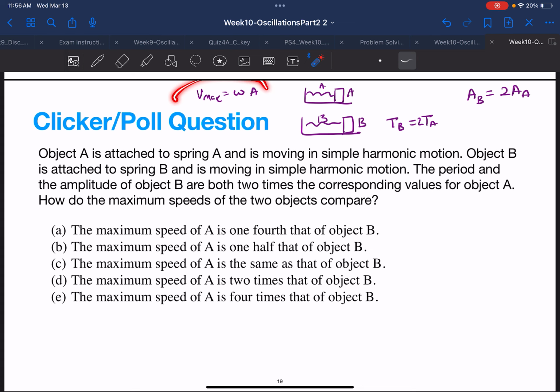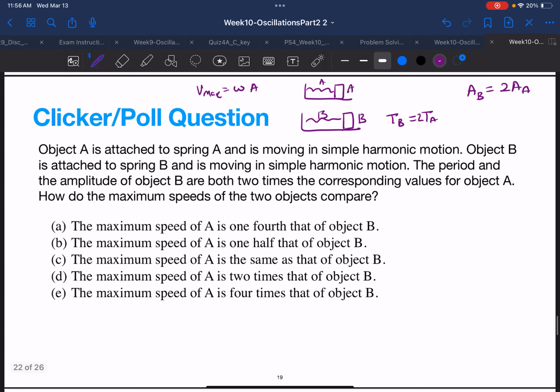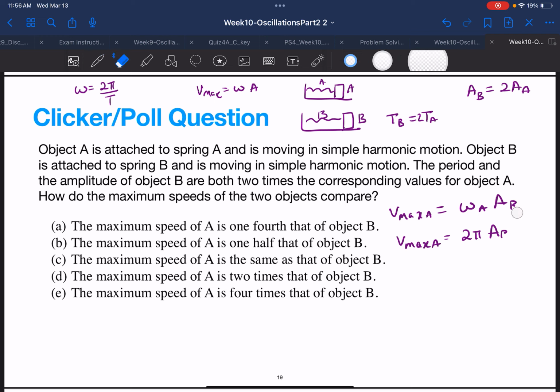Well, we know v max goes as omega A. So v max A is equal to omega A times the amplitude of A. And we know the relationship from omega to period: omega is 2 pi divided by the period. So I can rewrite this as v max A is equal to 2 pi times the amplitude of A divided by the period of A.